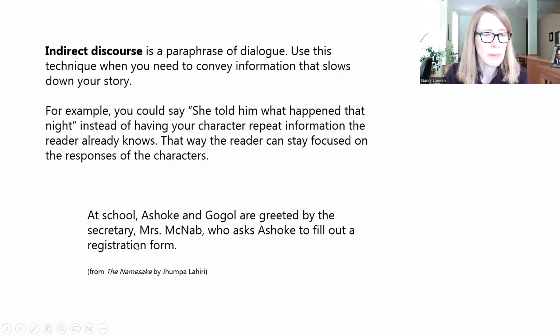So here's just a quick example from The Namesake. At school, Ashok and Gogol are greeted by the secretary, Mrs. McNabb, who asks Ashok to fill out a registration form. Okay. It's not necessary to put this in dialogue. This is just moving the scene along. We're going to be having dialogue that's more meaningful a little bit later, but we don't need to have dialogue for everything.